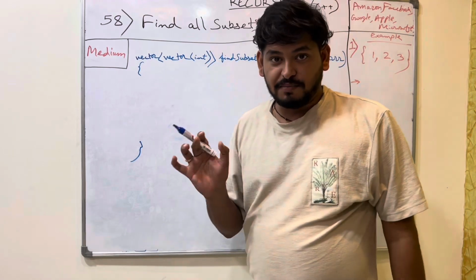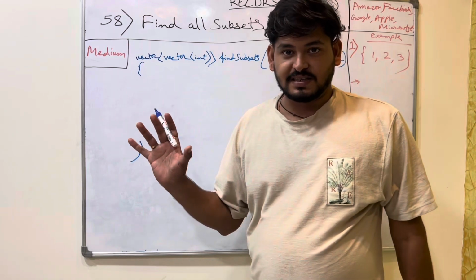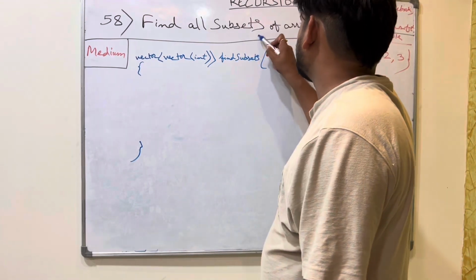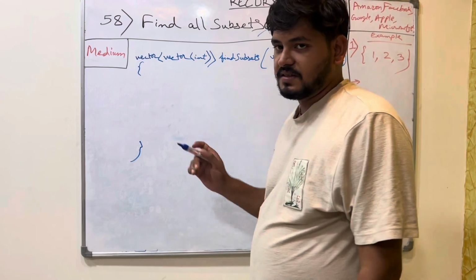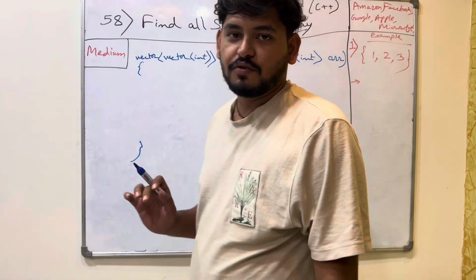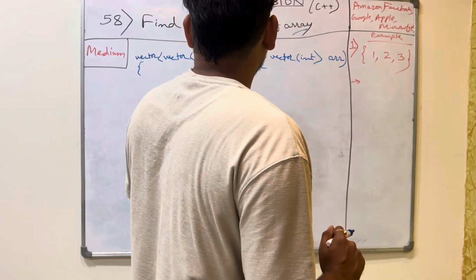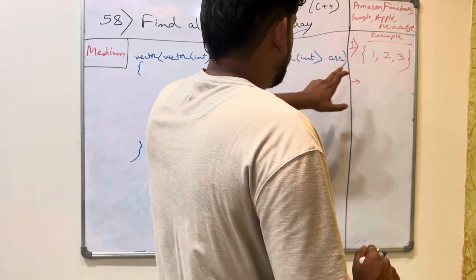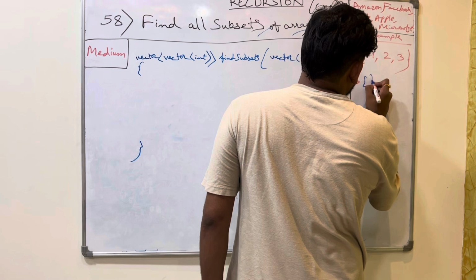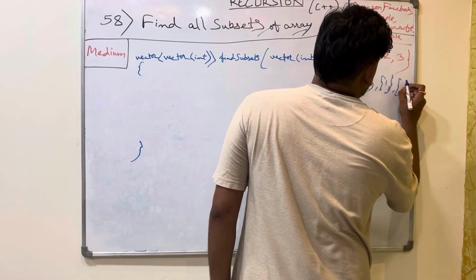In the previous question, we needed to find the sum of all subsets. Now here we need to find all subsets. So finding all subsets of an array means we need to find the power set, right? We discussed the power set in the previous question. So when an array has been given, we need to find all the subsets. The subsets are all the power set.